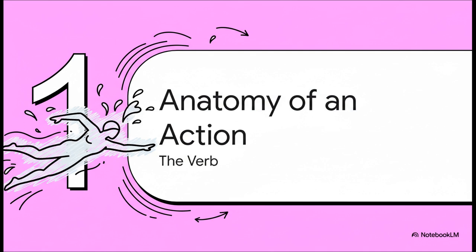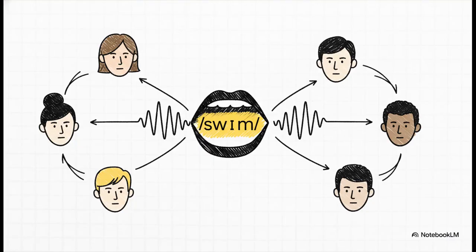Let's start with the way most of us think about swim, as a verb, as something you do. We're going to see how this dictionary breaks down the word when it's in motion. Before you can even begin to understand a word, you have to know how it sounds. So the entry kicks off with the International Phonetic Alphabet, or IPA. Think of it as a universal code for sound. It makes sure that anyone, no matter what language they speak, can pronounce the word correctly. It's really the first step toward a shared understanding.